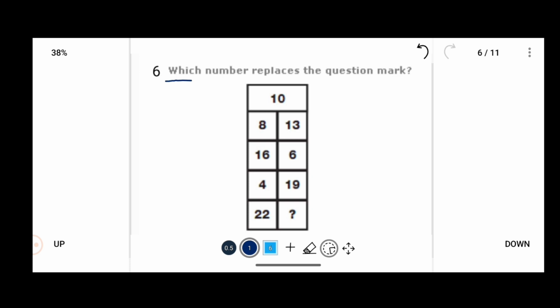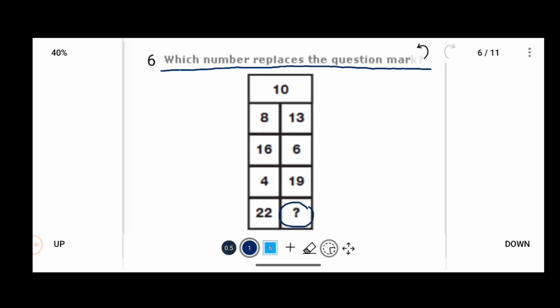Okay, it is asking which number replaces the question mark. So here we have a question mark and we have to identify what the solution of it will be, right? What will be the answer? So just pause the video and try to solve it by yourself, and then we will look at the solution. Okay, I hope that you would have got the solution. Now let's see what the correct answer is.